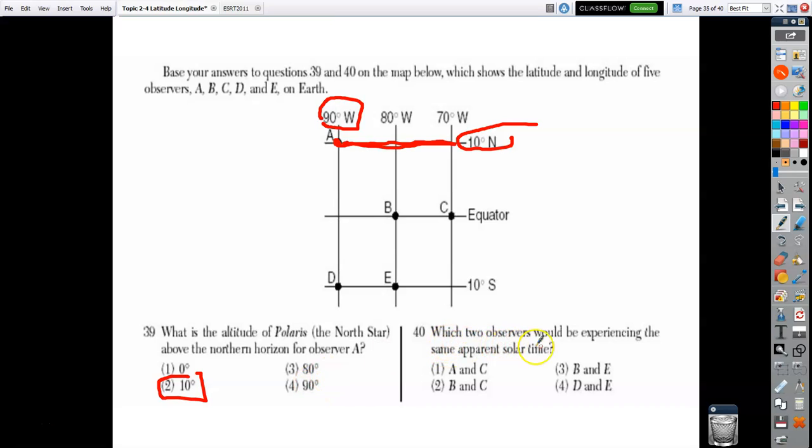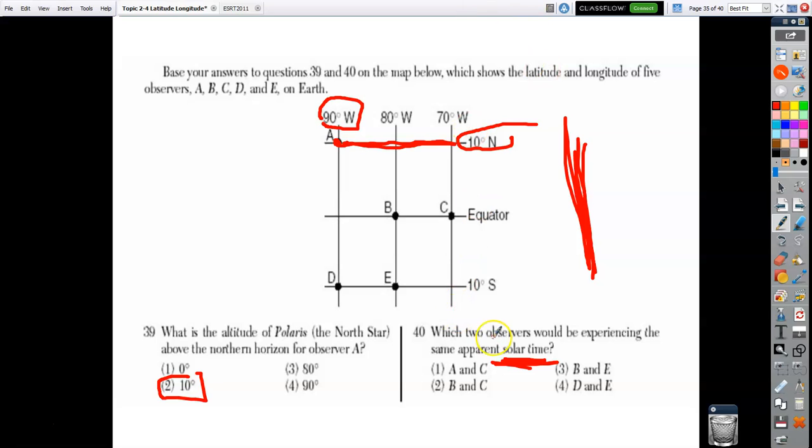This one, which two people, observers, people, same thing, would be experiencing the same solar time? Who's on the same now? We're talking sun, so we're talking longitude. I want the two locations that are on the same longitude. Like, for example, New York City and Miami. Yes, we're in different states, but we are, for the most part, vertically along the eastern seaboard. We have the same time, right? If it's noon in New York, it's also noon in Miami. Whatever time it is here, it's all the same up and down vertically the eastern coast.